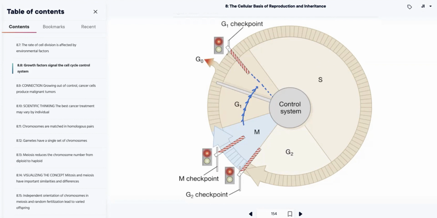Okay? It really is kind of like one of those bars that come down across a railway crossing. Are we allowed to go forward? No, we're not allowed to go forward until we provide our credentials, until it's time for us to go forward, right? And so the G1 checkpoint is here, obviously at G1. The G2 checkpoint is right there at the very end of G2. And the M checkpoint is at the metaphase point in mitosis, right? And so really quickly, it kind of makes sense.